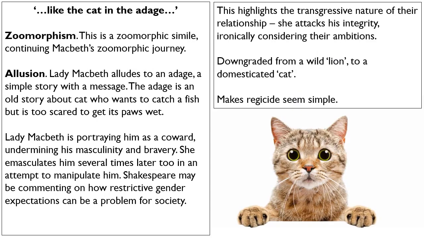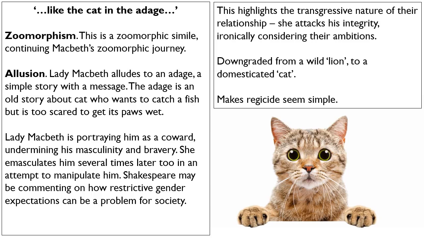The journey continues when Lady Macbeth says that her husband is like the cat in the adage. So we're still going to call this zoomorphic. It's a zoomorphic simile. So as we're describing this quote, we want to make sure we keep using techniques as we go through. Now at this point, she's alluding to an adage. An adage is a simple story with a message. Now this particular adage would be well known to the audience.